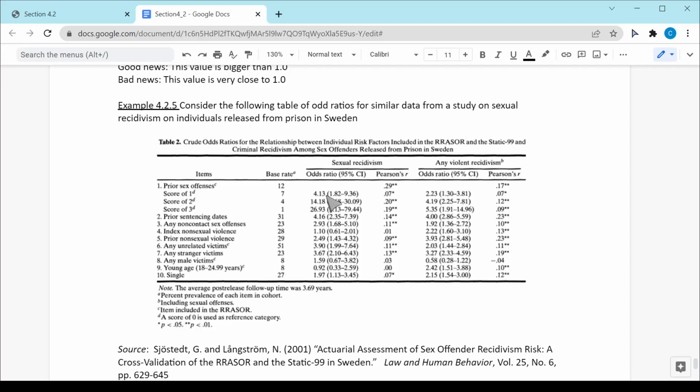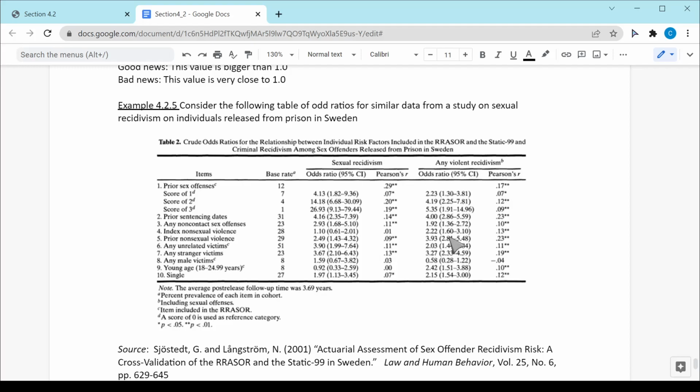Which ones are not very important? Young age. So if an individual was sent to prison in Sweden between the ages of 18 and 24 or 25, the odds of them coming back for a sex crime are actually less than 1. So that's good news. This is the sexual recidivism, and then this is any violent crime over here.